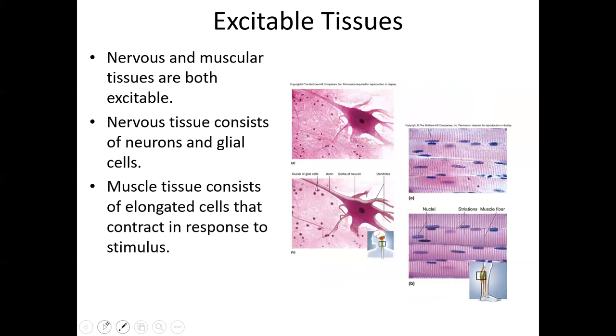Finally, we have our last two tissue types, neural tissue and muscle tissue. They're both excitable. We're not going to talk about it right now. Right now, all you need to know about neural tissue and muscular tissue is that those are two of the four primary tissue classes.